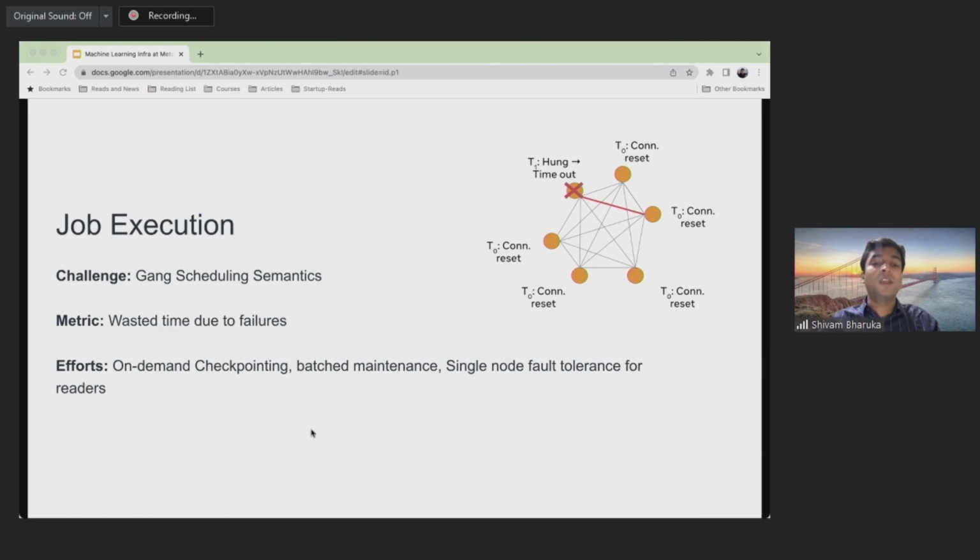What we have done is, the readers which are responsible for feeding these trainers with data, we have implemented them to be fault tolerant. This helps us ensure that the failure domain is smaller compared to before. This has helped us optimize the wasted time which happened due to these failures significantly, and has helped us save multiple megawatts of power in our data center itself.